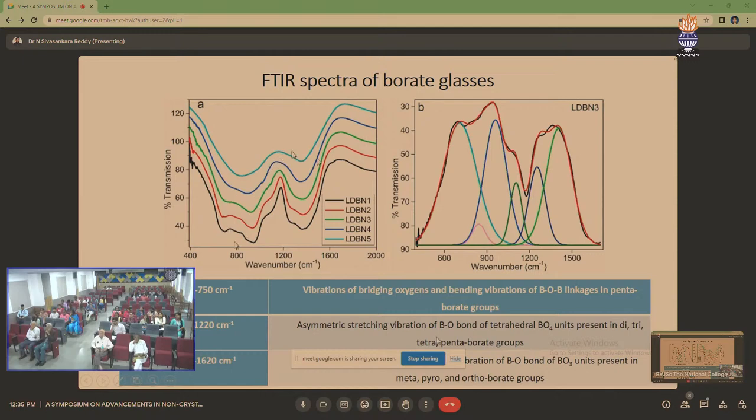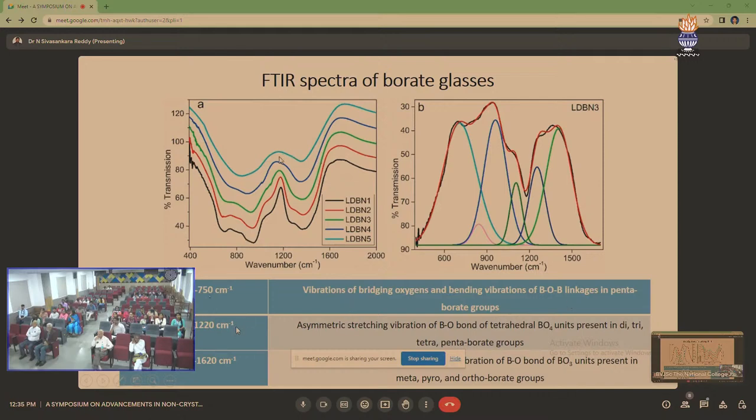The trough bands should be linked to the structure. You see, in the range from almost 690 to 750, the vibrational bands are associated to B-O-B linkages in the pentaborate groups. So you can see there are vibrational bands here, and the presence of this vibrational band indicates the B-O-B linkages present in pentaborate groups.